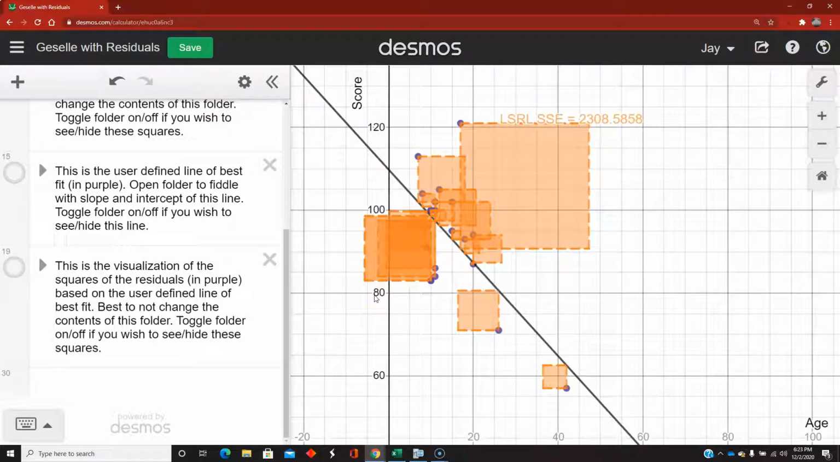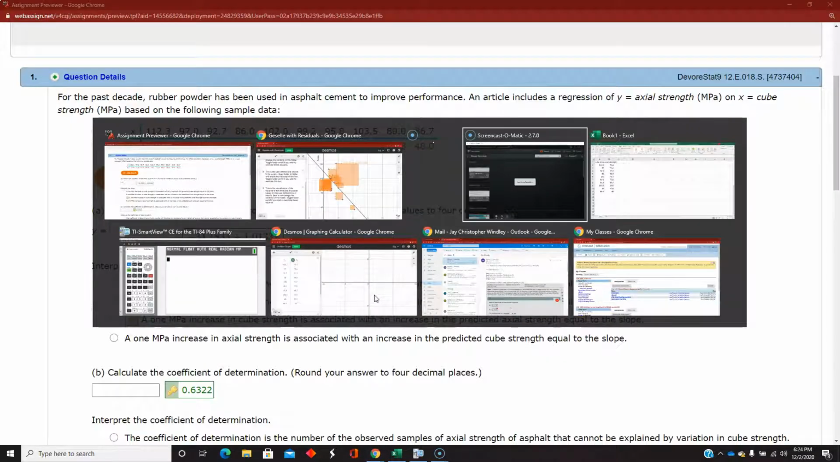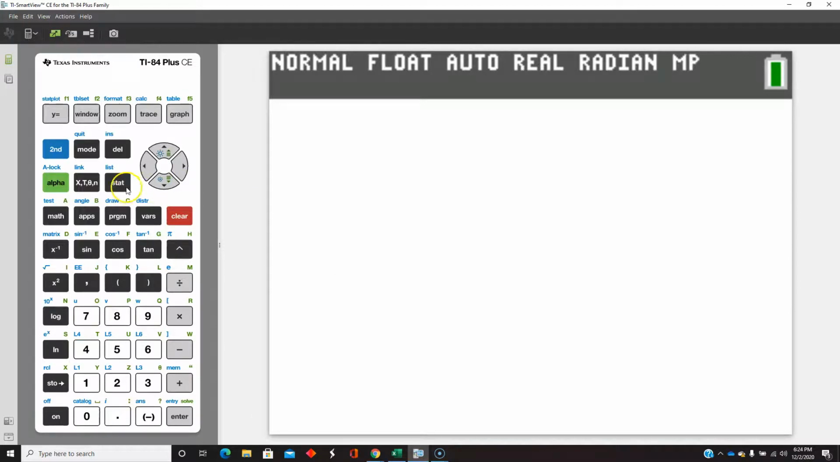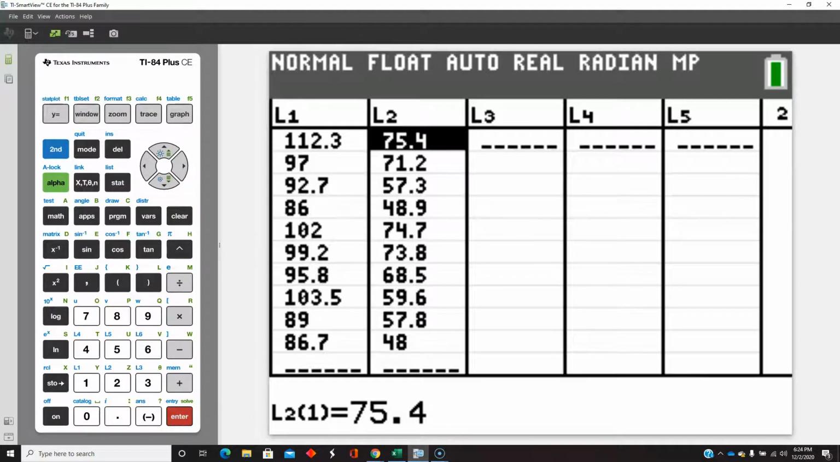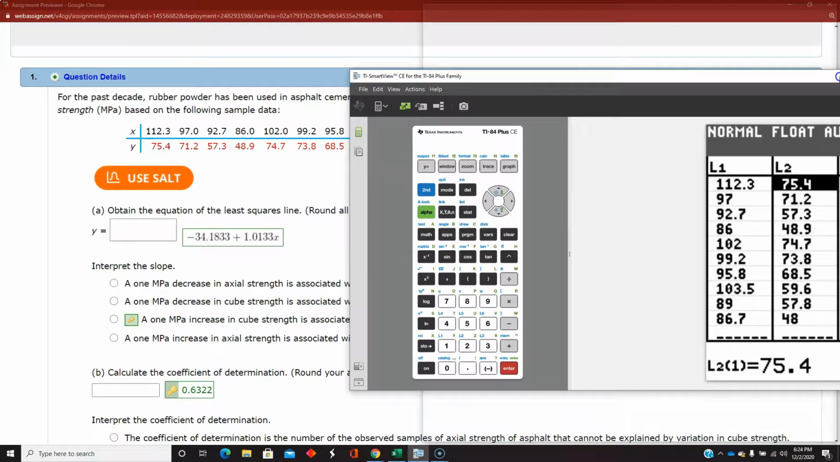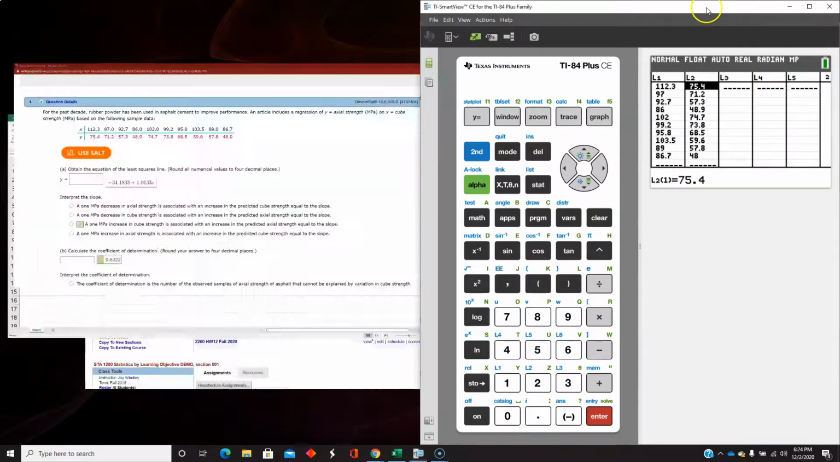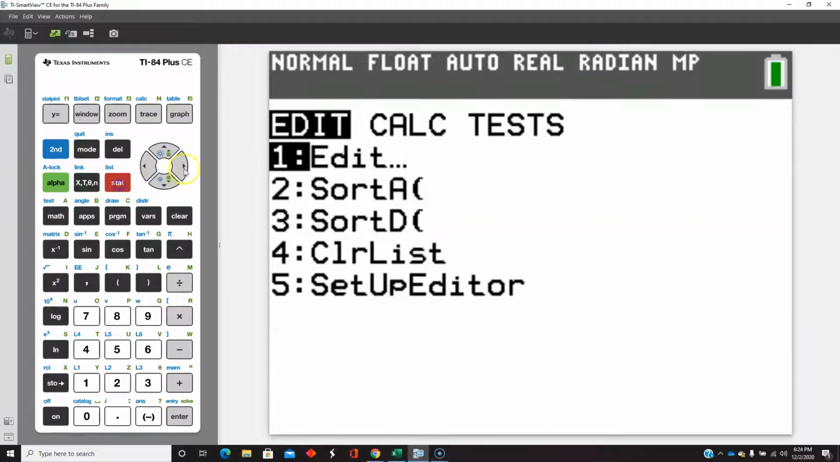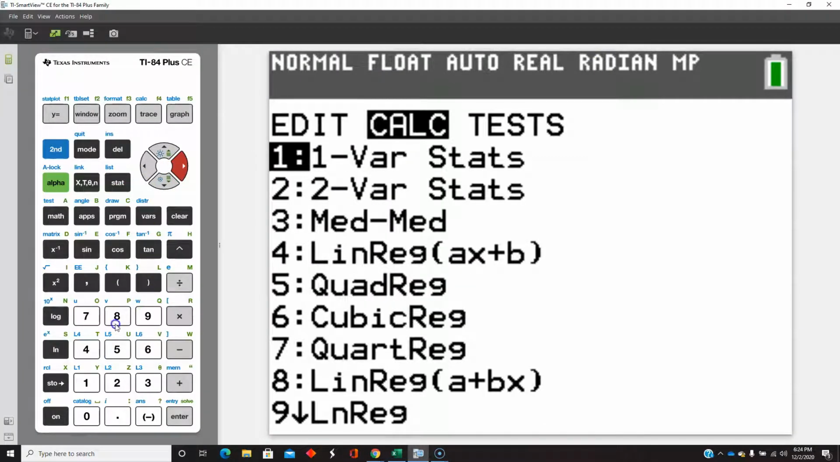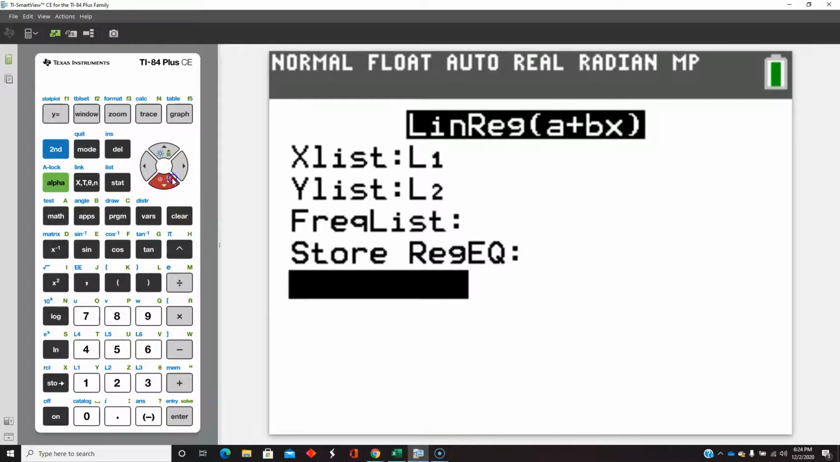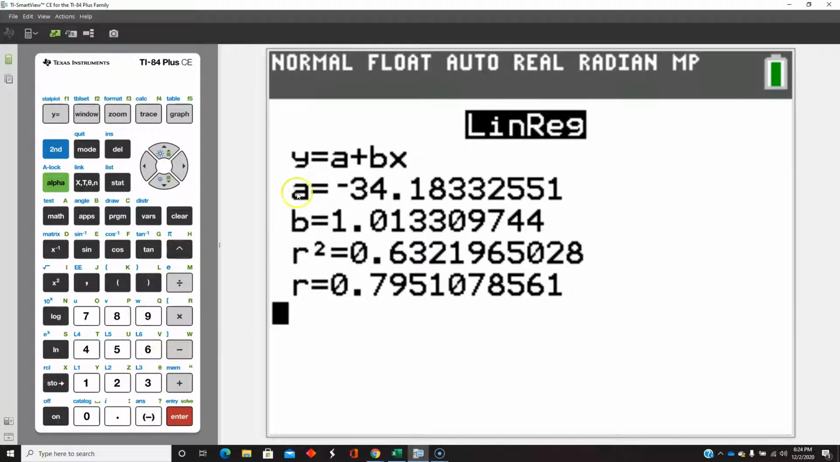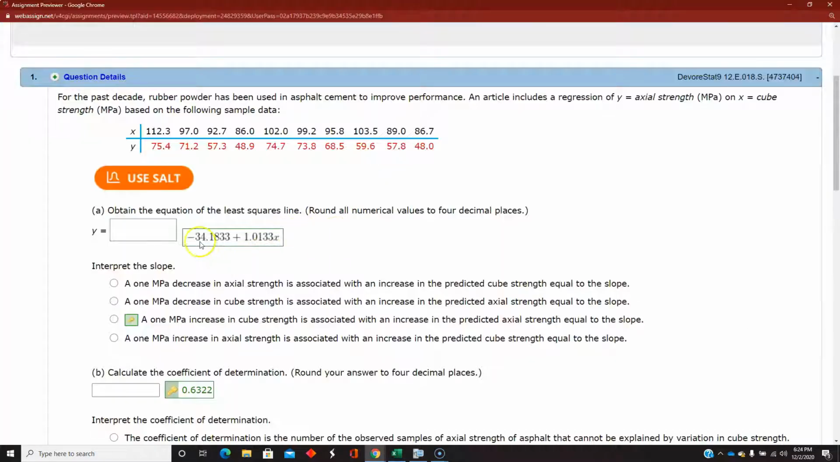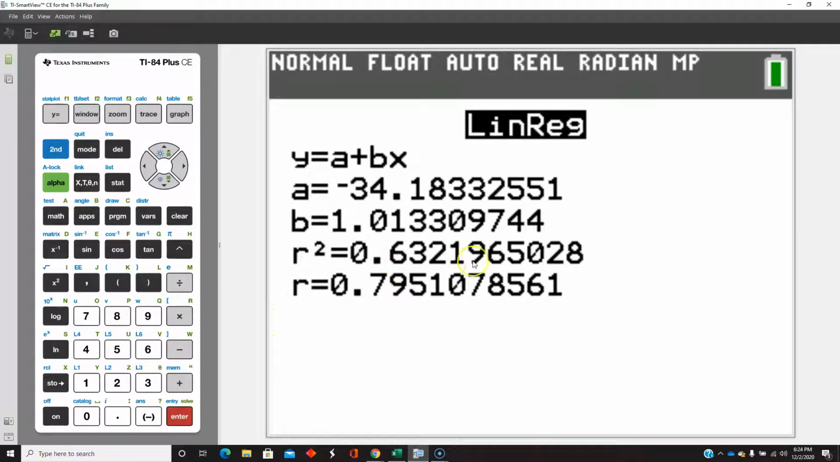Now, to show that in two other ways, I also took this data and put it on my calculator. So this is the same data from this problem. And I can do stat calculate linear regression. And there's our y-intercept of negative 34 and our slope of 1.01. R squared, 0.6322.